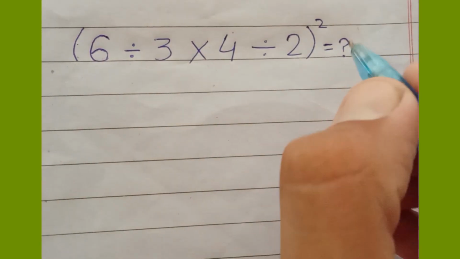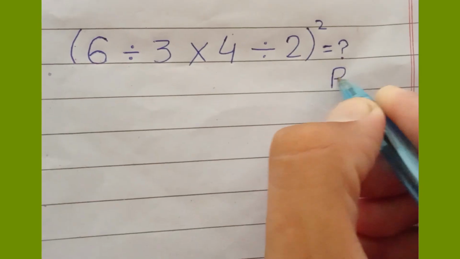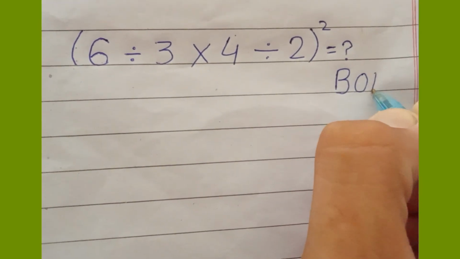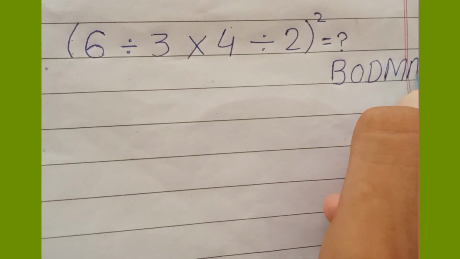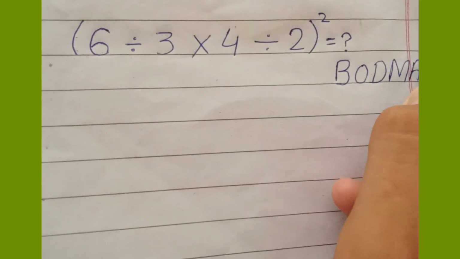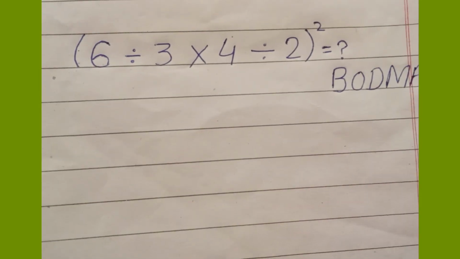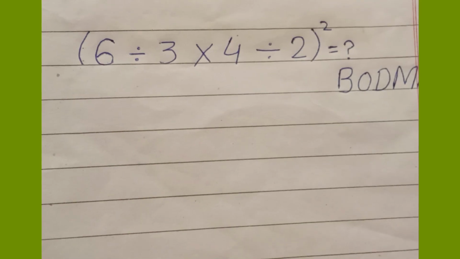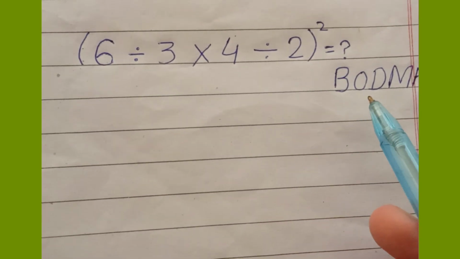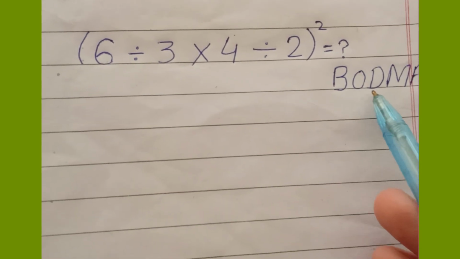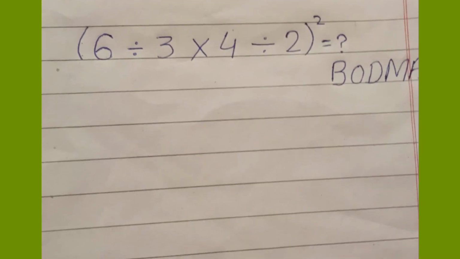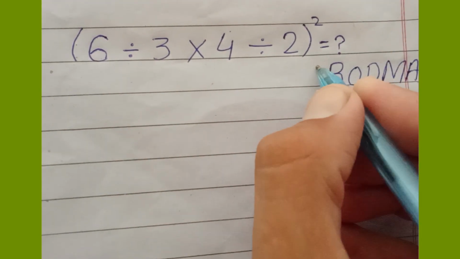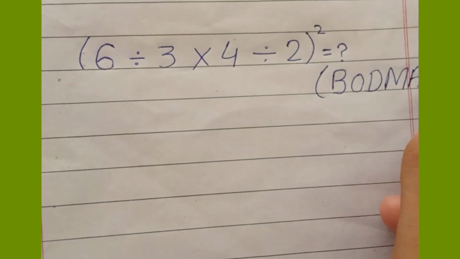First of all, we should all know the PEMDAS rule, which is BODMAS. Now in this BODMAS, what is the meaning of B, O, D, M, A and S? B stands for bracket, O stands for order, then division, multiplication, addition and subtraction. Okay, now we can solve this equation by this method.